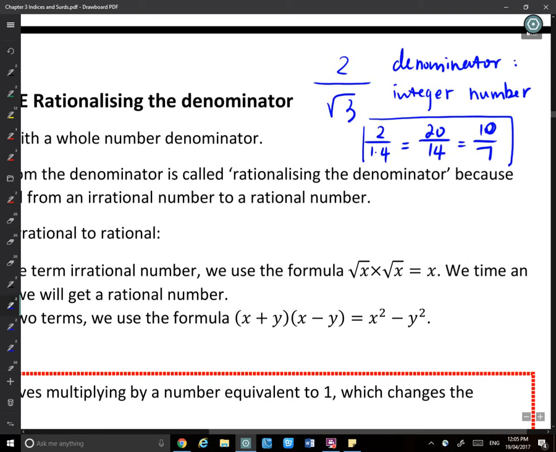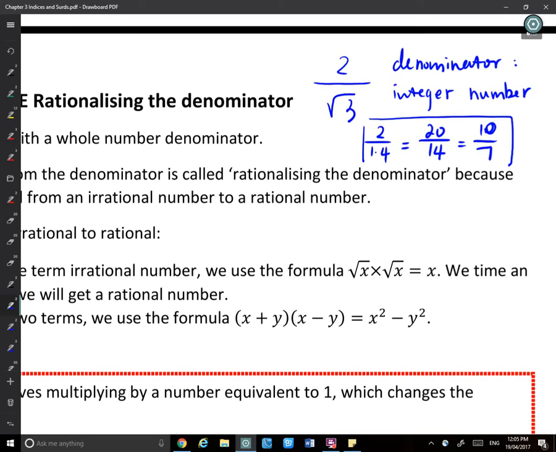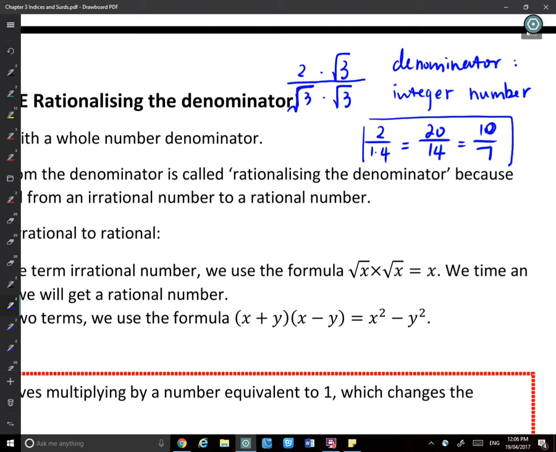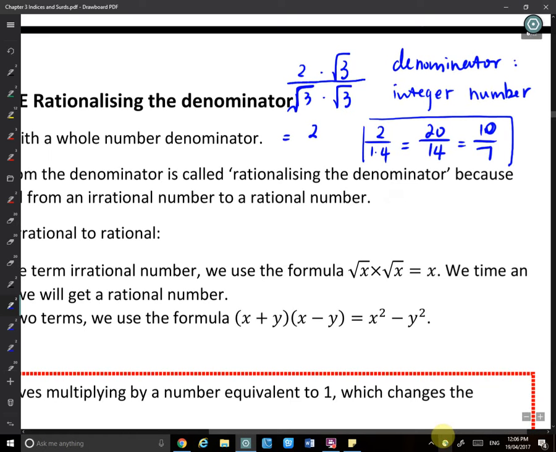So if we have root 3, which is an irrational number, how do we get a 3? 2 over root 3. How can root 3 become a rational number? I can times another root 3 on both top and bottom, times itself. Because a root squared becomes the number inside. So that will give you 2 root 3 over 3.